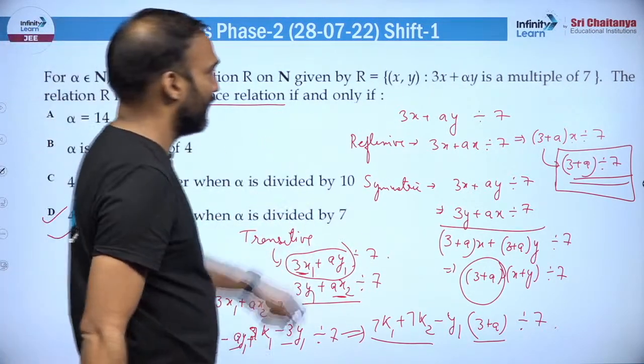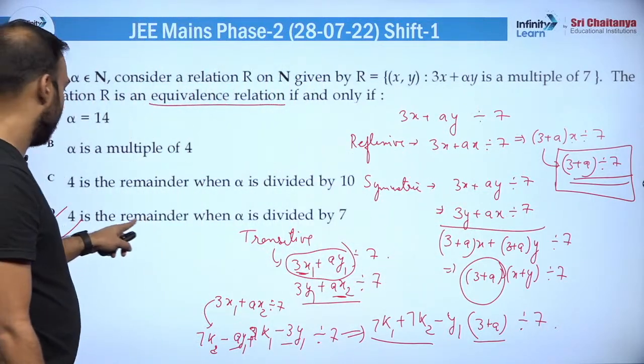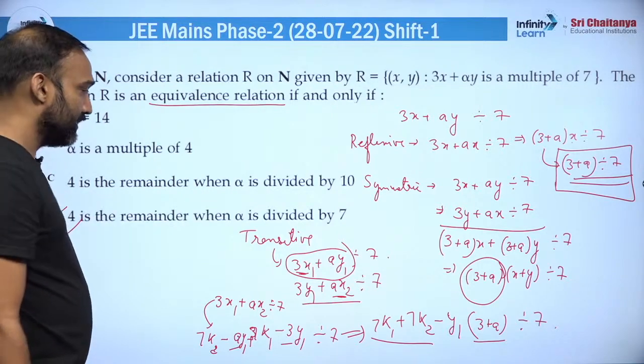Alpha and a are the same, right? Instead of alpha, we have used a over here. So a and alpha is the same. 4 is the remainder, right? When alpha is divided by 7.